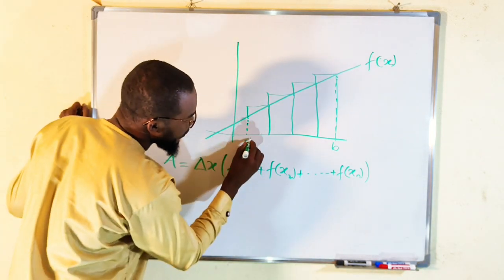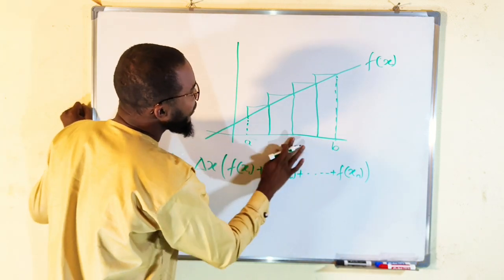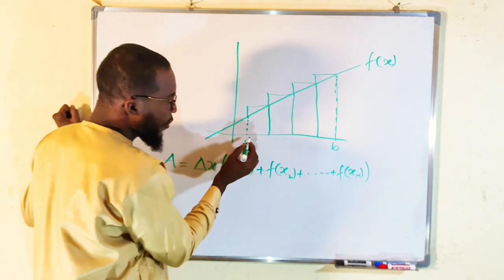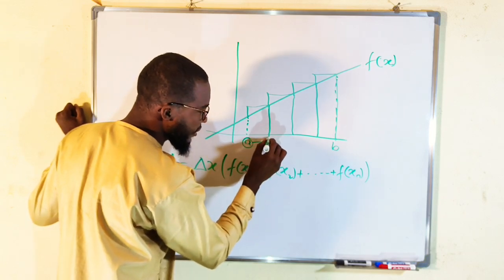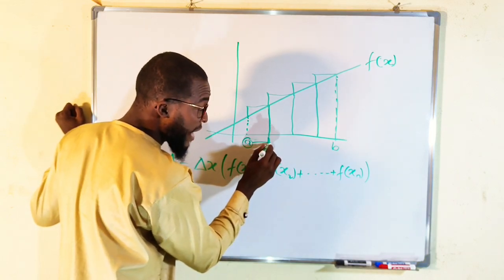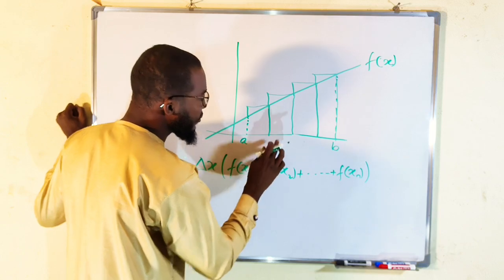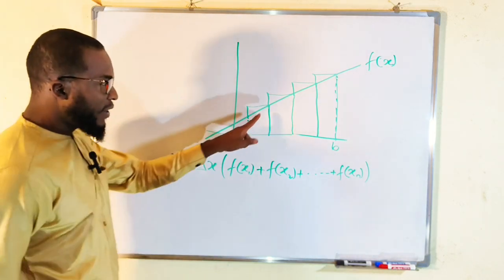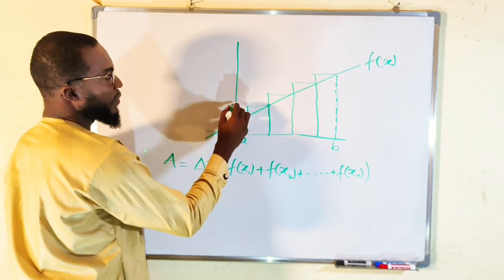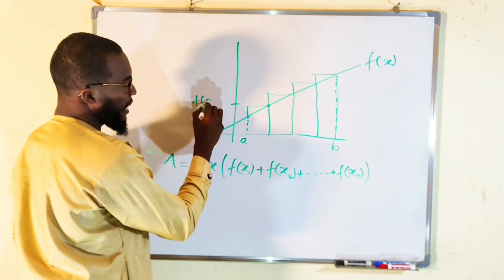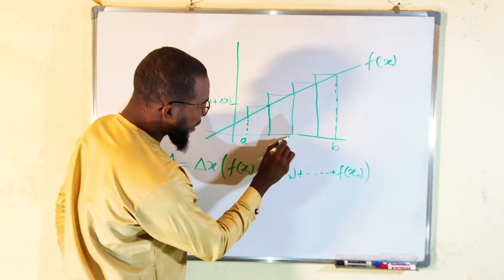We know that the distance from here to here is dx. This is another dx. All of these bases are equal. So if you want to find the height of this rectangle, the moment you add dx to a, it will take you to this particular position. Then add another dx, which is the base, it will take you to this one. So keep on adding dx, it will take you to the subsequent height. The height of this first rectangle is going to be f of a plus dx.